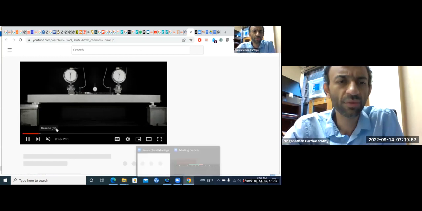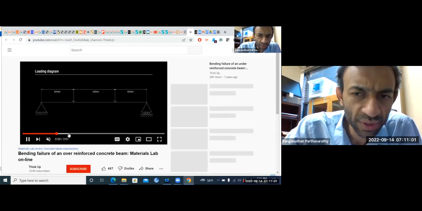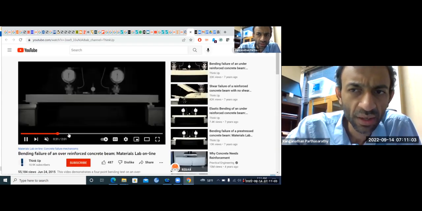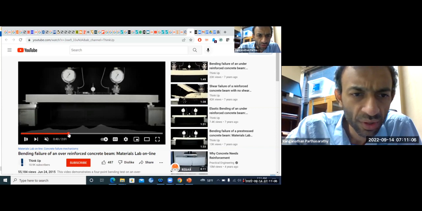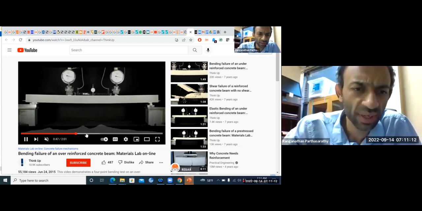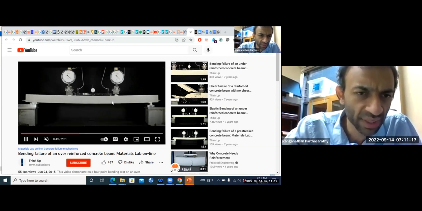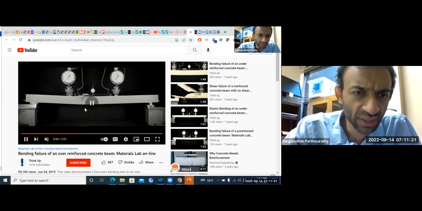Okay, so here, if you watch, this is for over-reinforced concrete beam. Here is the loading. You can watch that the failure is going to be quite explosive and catastrophic. You can see that's exactly where the failure took place. When it crushed, there is a sudden large deflection without any warning. So it's almost like a brittle material.